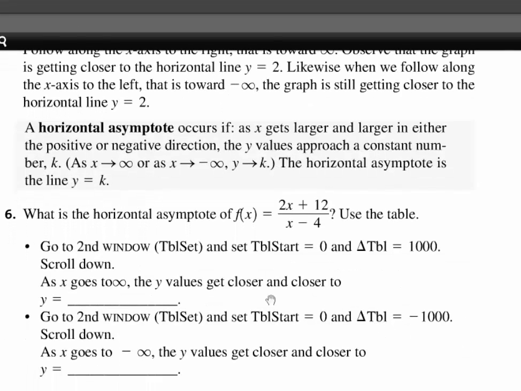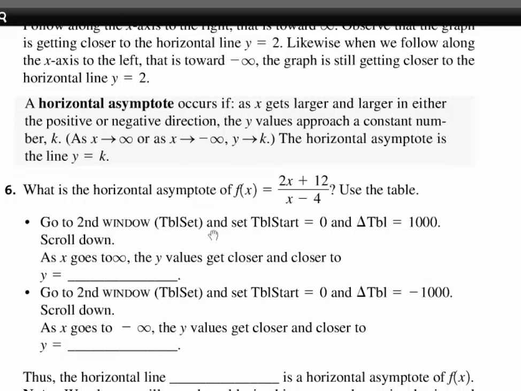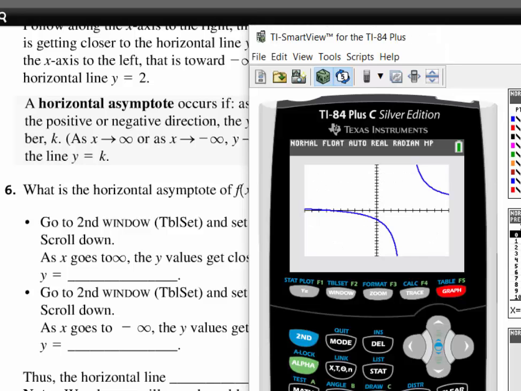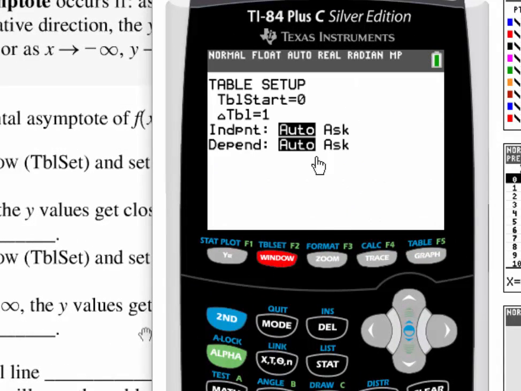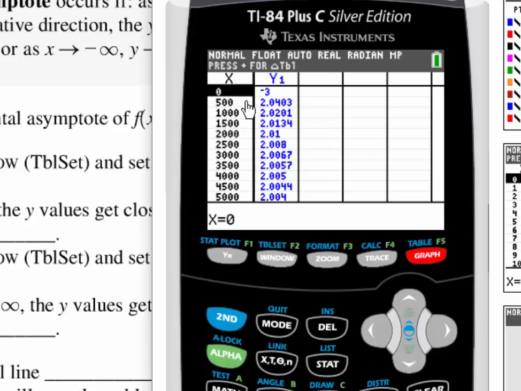So the easiest way to do that is we can go to our window and actually our table, and we can set up our table to count by. They use 1,000. I'm going to use a smaller number. I'm going to say maybe 500. So if I press second and then the window key, because above window it says table set, I'm going to start at 0, but instead of delta table equals 1, I'm going to change that to 500. That just means we're going to count by increments of 500. Now when I press second and the graph key, you see x is 0, 500, 1,000, 1,500, right?